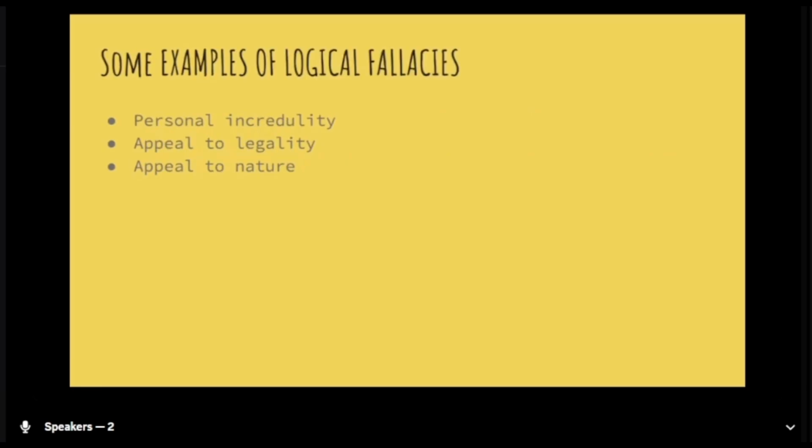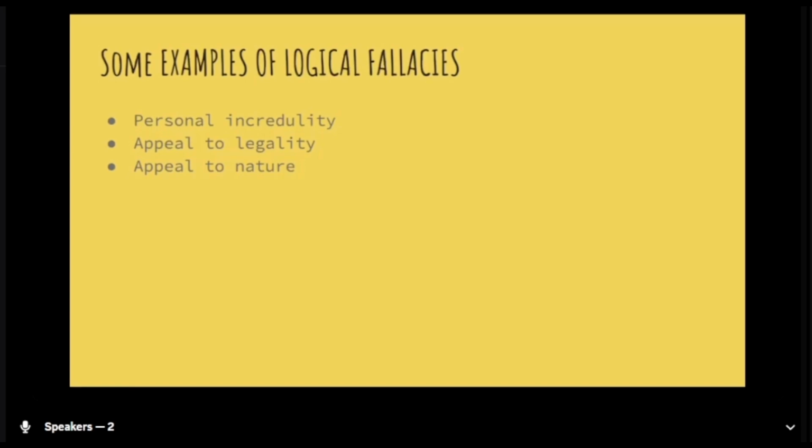Some examples of logical fallacies are personal incredulity, appeal to legality, appeals to nature. I'm guessing most people here have come across at least one of these logical fallacies. The first one, personal incredulity. Have you got any idea what that means? Yeah, personal incredulity is when you're making a claim, something like, oh, I can't imagine something to be true, therefore it's false. Correct, yeah, that's exactly how it works.